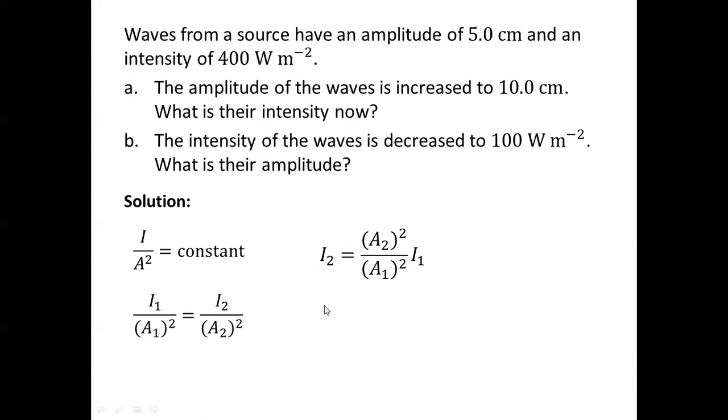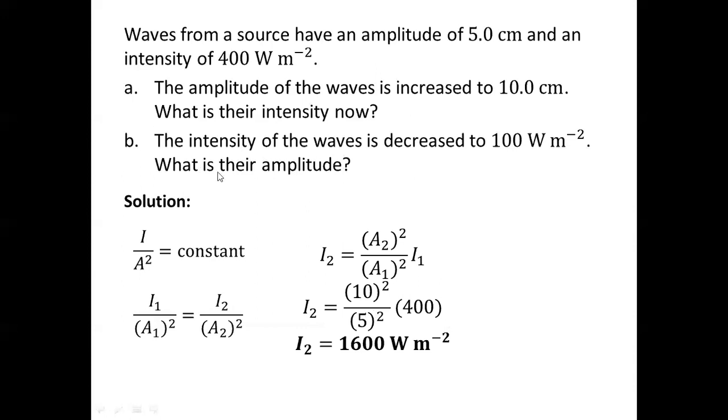Substituting the given information, we now have 10 squared over 5 squared multiplied by 400. Notice that 10 and 5 were both raised to the same power. So we can divide 10 by 5 first, which is 2, then square it, that gives us 4. 4 times 400 gives us 1,600 watts per square meter.